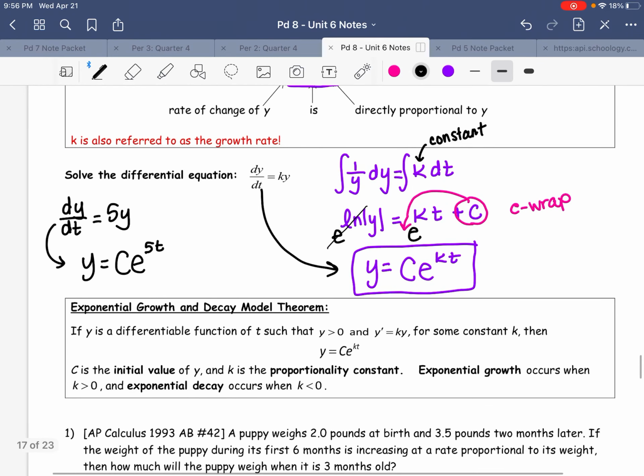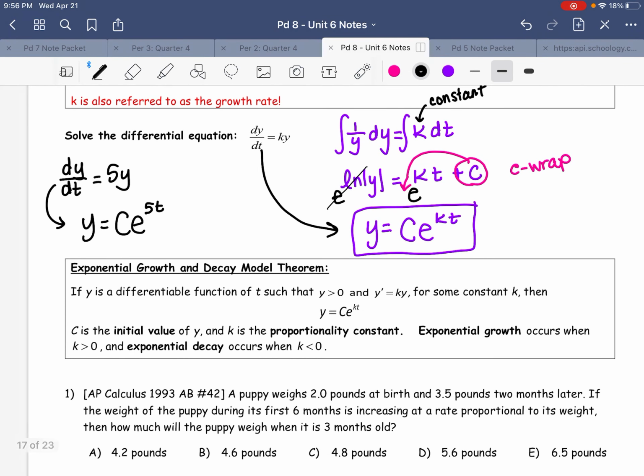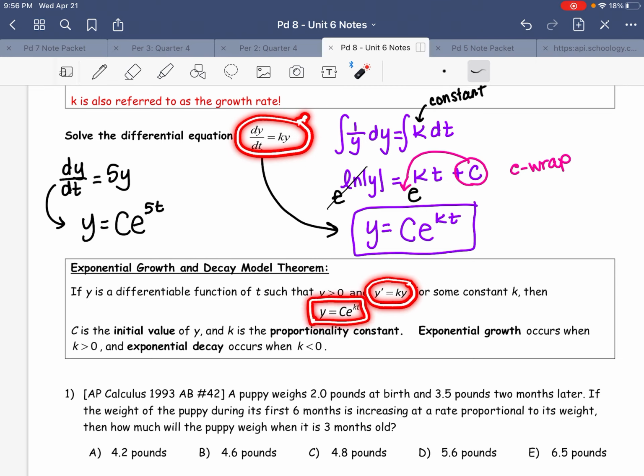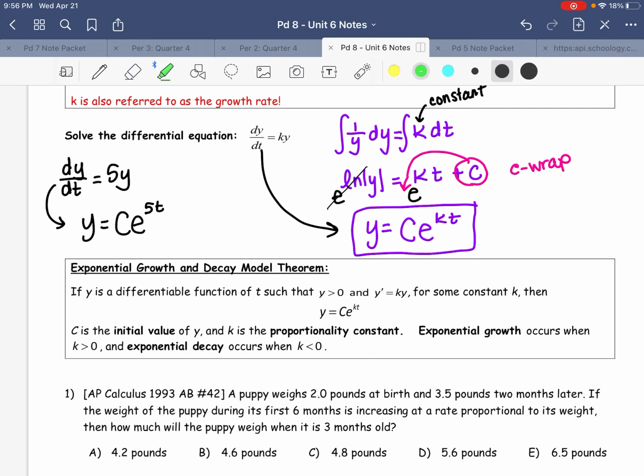All right, so exponential growth and decay models. It says if y is a differentiable function of t such that y is greater than 0, and if dy dt equals ky, that's the same equation that I just circled, it will always turn into y equals ce to the kt. Important things to make note of. C is the initial value. K is the proportionality constant. Oftentimes we have to solve for k. And also, if it's exponential growth, the constant is greater than 0. Exponential decay, the constant is less than 0.